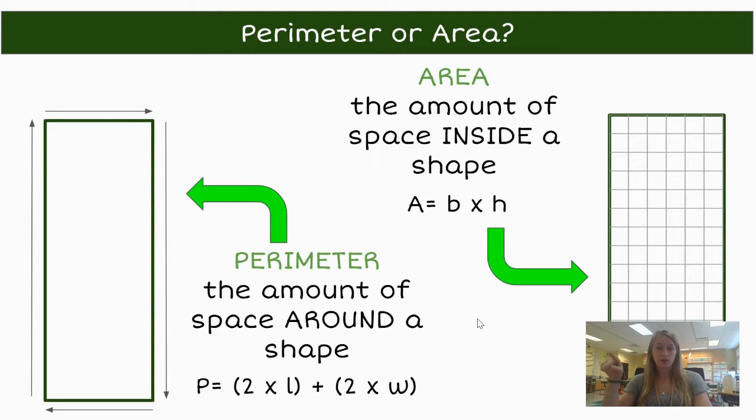Perimeter goes around. You add up all the sides, or now we've learned that you can just think of it as two lengths and two widths, which means you multiply it by the number 2. So you have two lengths and two widths. Area is the amount inside a shape. So that is our base times our height, right?